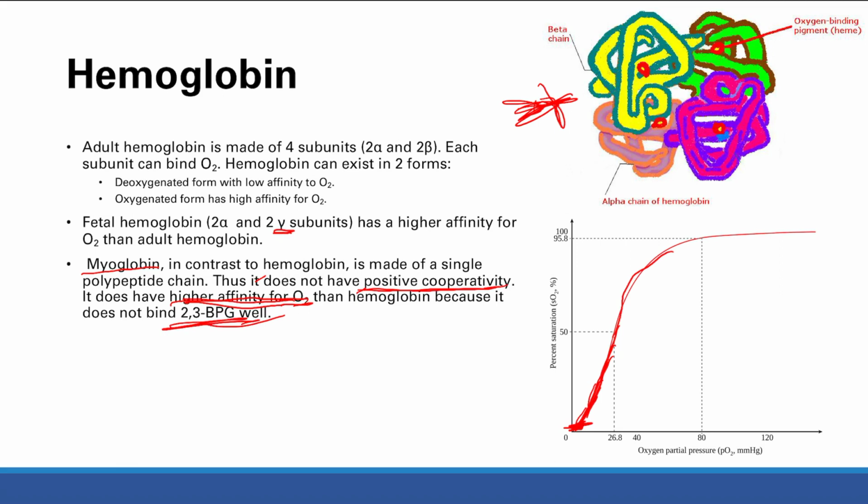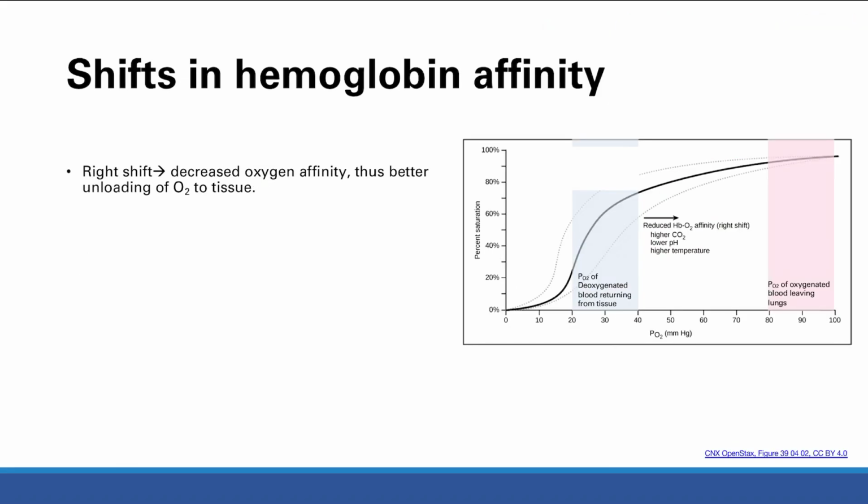Now, let's look at shifts in oxygen affinity. A right shift indicates a decreased oxygen affinity, and that means a better unloading of oxygen to tissue. So we're going to look at this picture on the right. I'm going to take a second. So this black one's normal. Let's say for a percent saturation here, 60%.